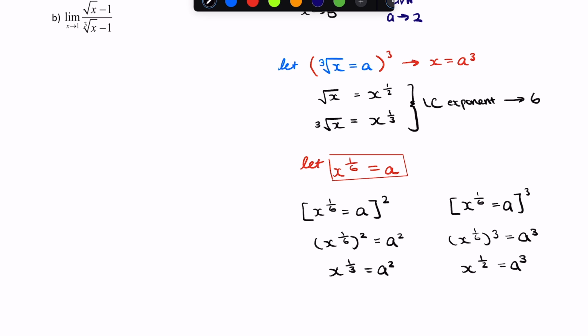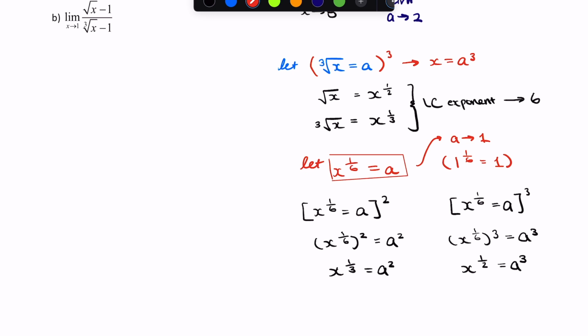So here we have the limit as a approaches 1. And the reason why it's still a approaches 1 is because if we look at here, the x to the power of 1 over 6 is equal to a. If we simply sub in a is equal to 1 into this equation, it will still be equal to 1. And the reason there is because 1 to the power of 1 over 6 is still equal to 1.